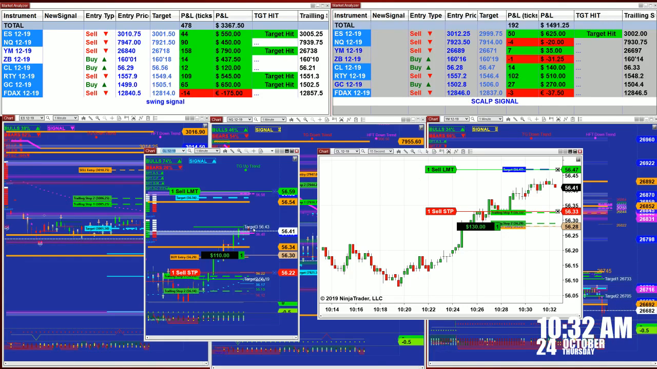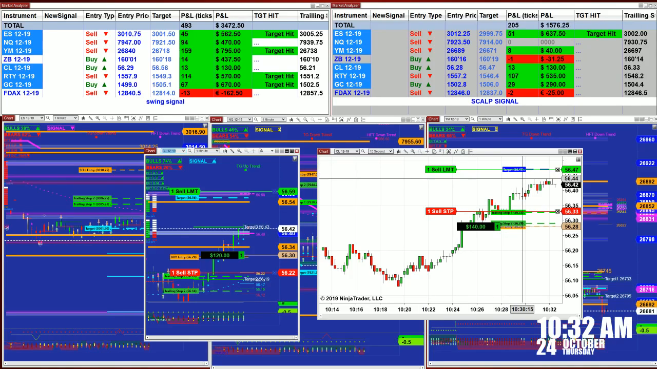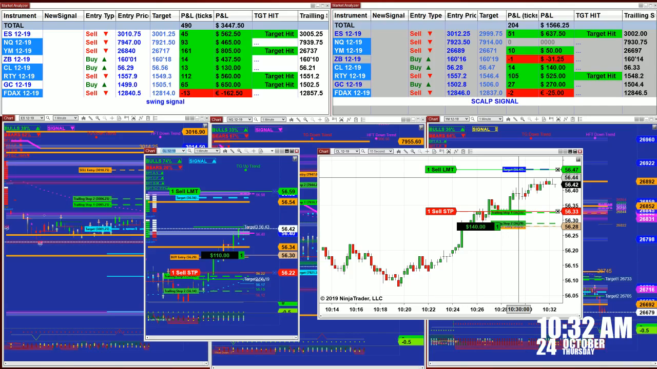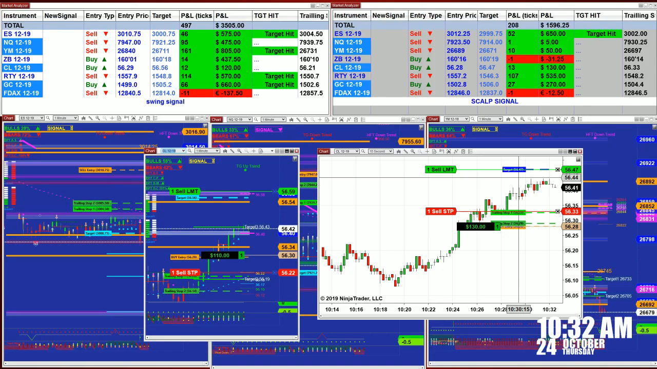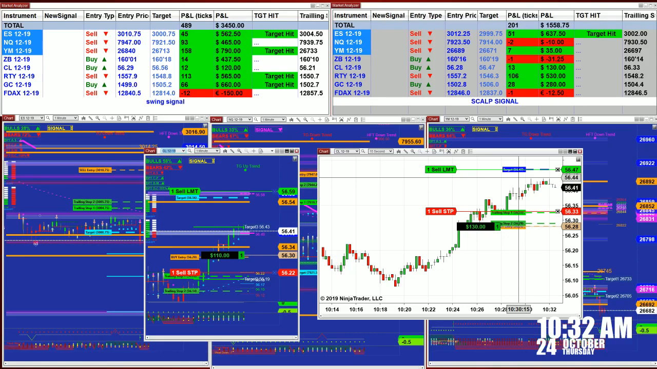So this is target 1, 56.43, and we can see. So this is where you can also close at 44, and the system estimated 47. So we are missing 3 ticks to hit the target. We are missing 3 ticks on the scalper to hit the target.